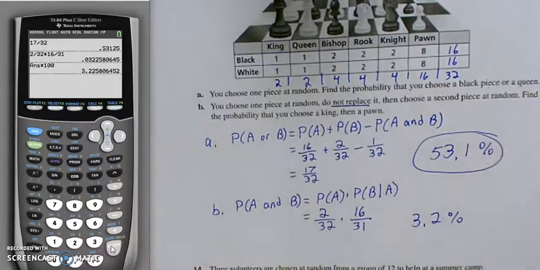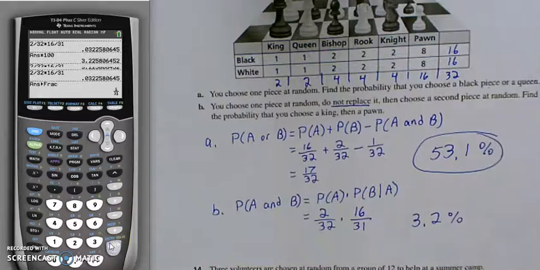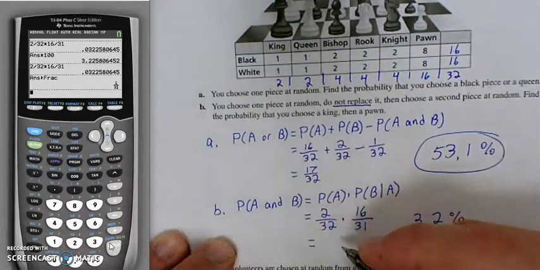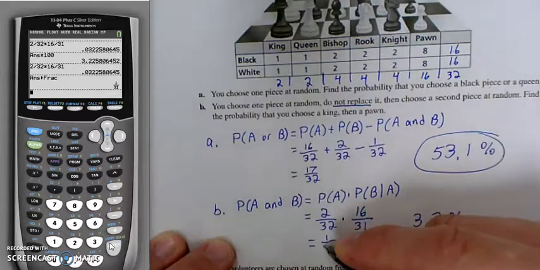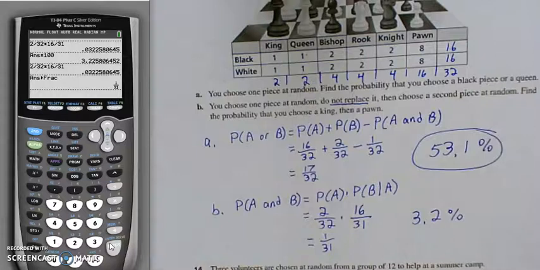Now, if the problem is looking for a fraction answer, don't forget that once you've calculated it, you could have hit the math key and hit enter on convert to fraction to convert it back to a fraction. So 1 out of 31 is what the fraction answer would have been.